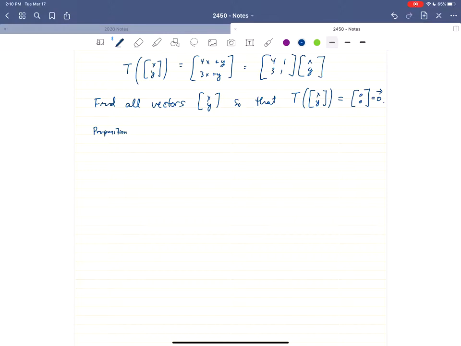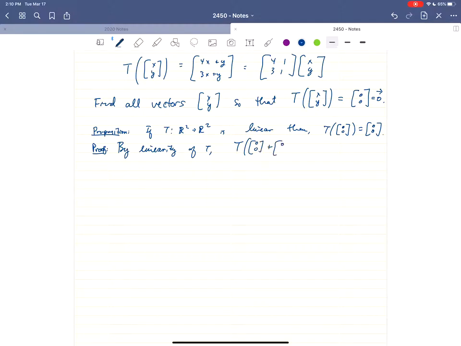If T going from R2 to R2 is linear, then T of the vector 0, 0 has to be 0, 0. And there's lots of ways to prove this, but I think the easiest is just to walk through the definition of linear. So by linearity of T, I can write 0, 0 as 0, 0 plus itself. That's the same as T of 0, 0.